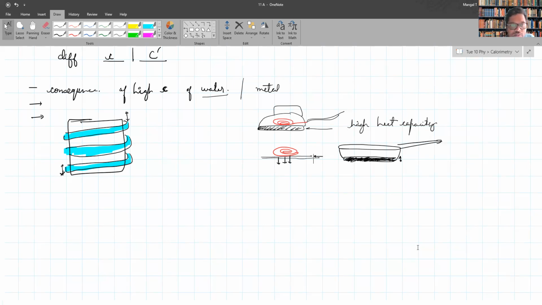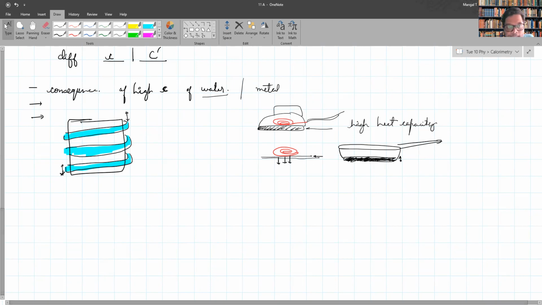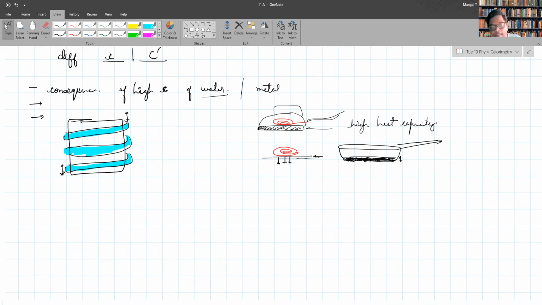So the whole calorimeter part is cancelled, right? No, it's there. We will discuss the concept of temperature. Concept of temperature as in?